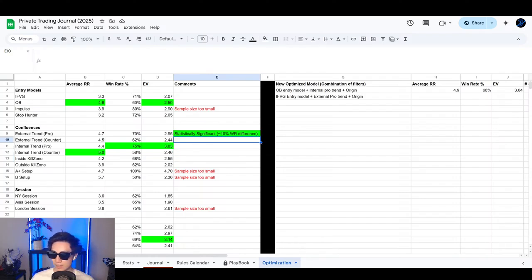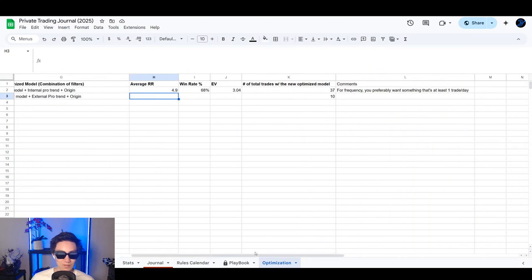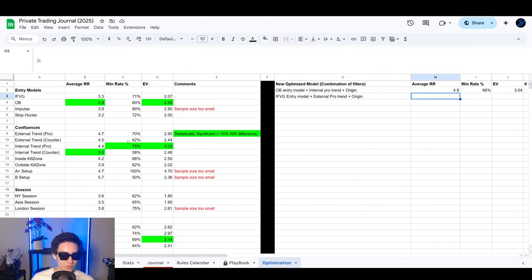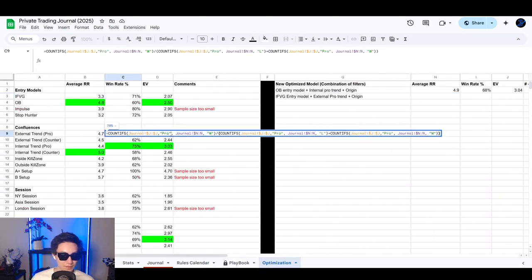I'm here to teach you guys how to scale your trading and perform at the level you need to perform at with your given current situation. There's no rush to scale too fast, right? Until you learn and practice, there's no need to scale too fast. So let's go with external pro trend this time. That is this.